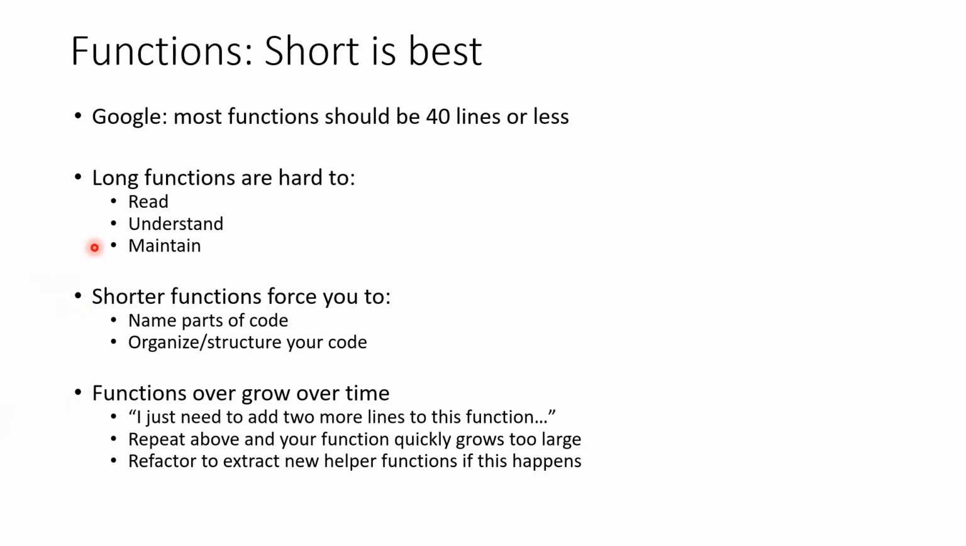And why do we want that? Because functions will overgrow over time. Each time when you want to modify the function, you may just say, I just need to add 2 more lines. And your function will grow and grow and grow. So what we want you to do is to refactor and extract new helper functions as you see your function is getting large.